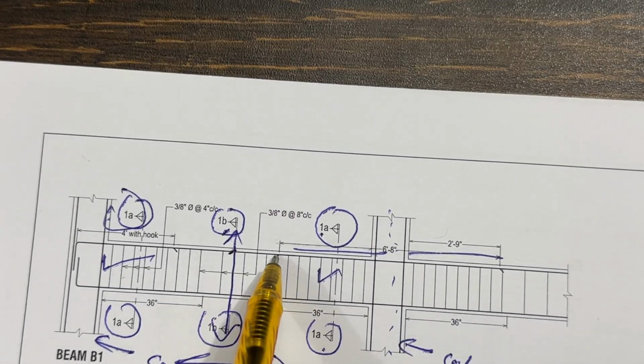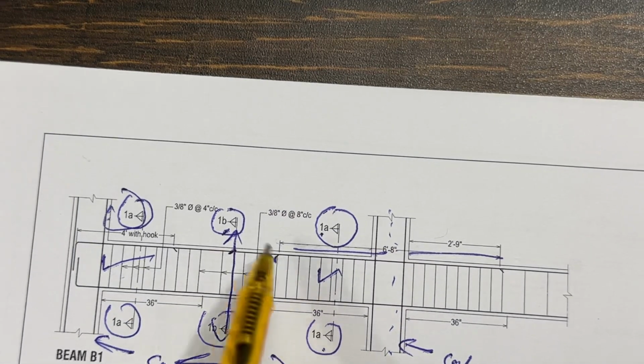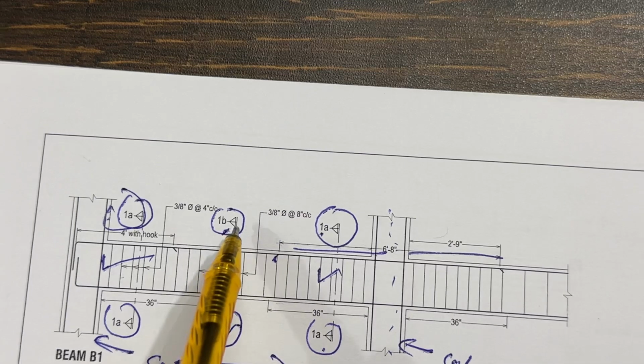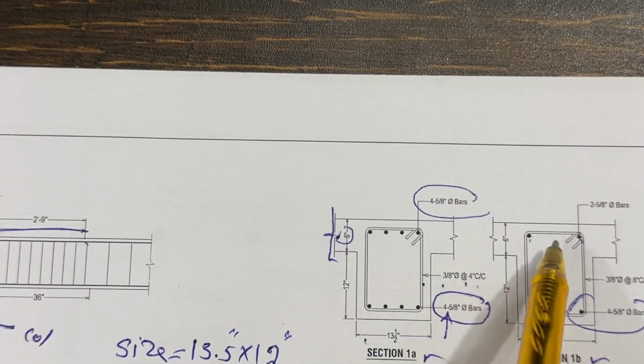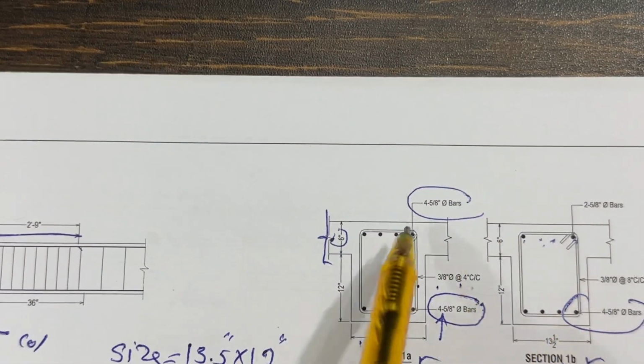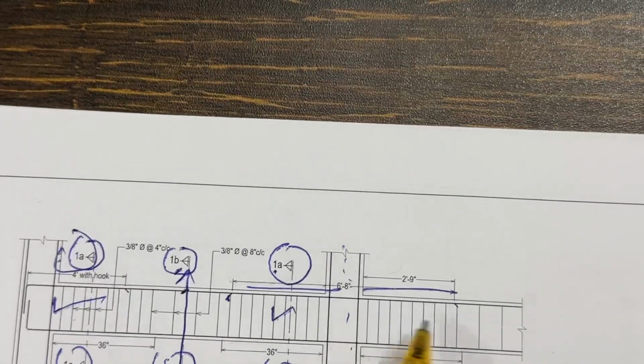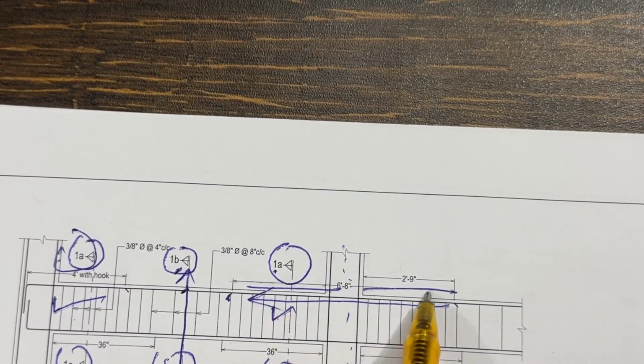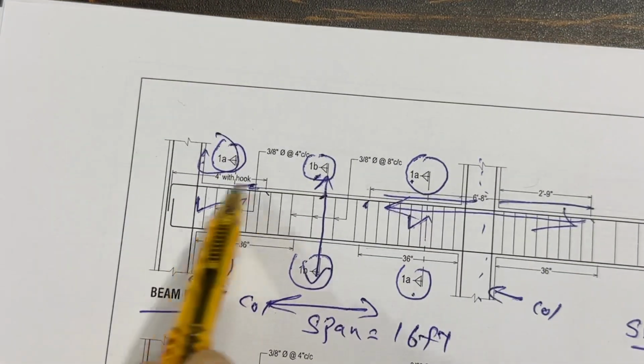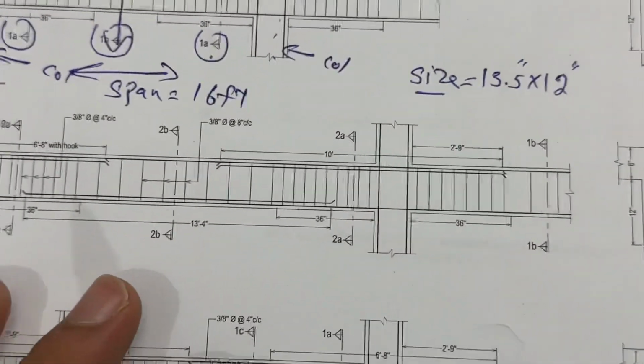If you see here, the top bar is only placed at this place, not at 1B here, because here we have 2 bars, not 2 bars at the middle. Only these 2 bars at the middle are provided at the distance of L by 4, you can say, and also here. So this is especially for this beam.